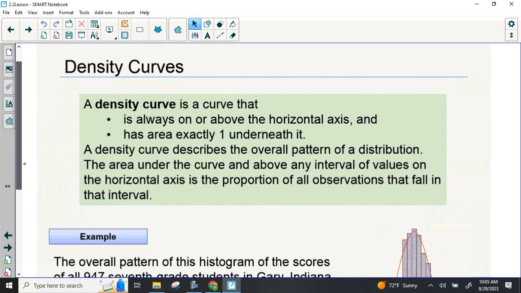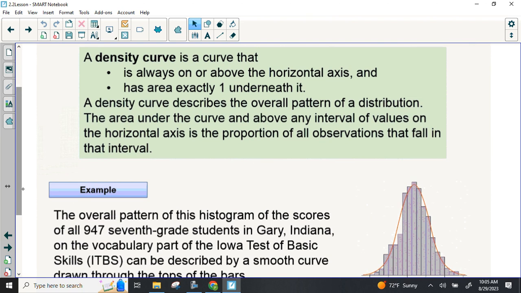But here we go. Let's talk about a density curve. There are rules for a density curve. They're always on or above the horizontal axis. Most important one, the area underneath a density curve is exactly 1. These areas, we'll find out as we go on, can be represented as probabilities. That's why they're numbers between 0 and 1, always, because that's the way that probabilities work. Probabilities are always numbers between 0 and 1.